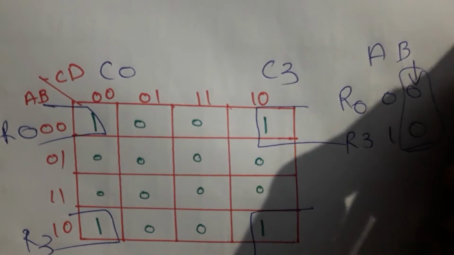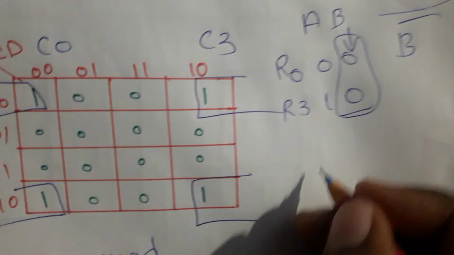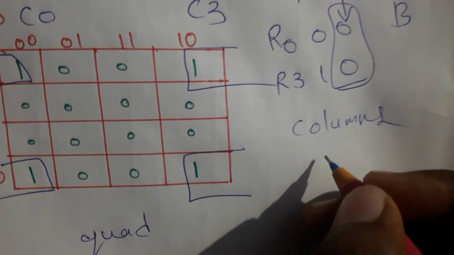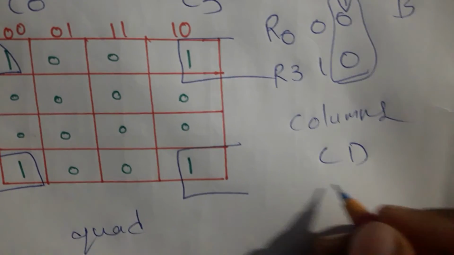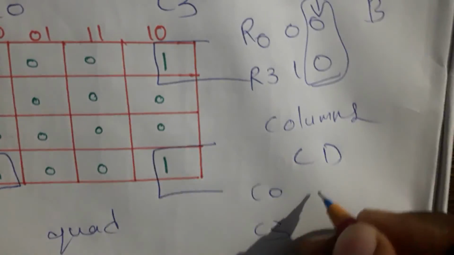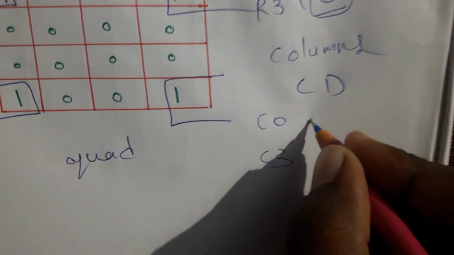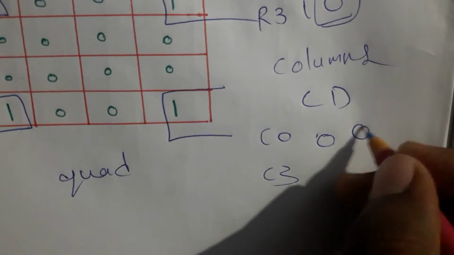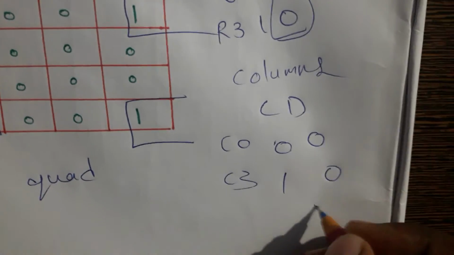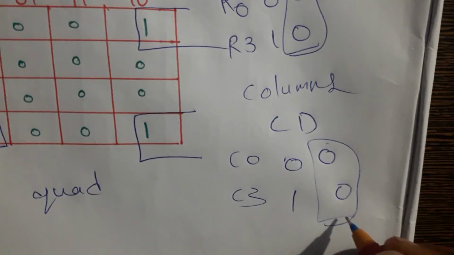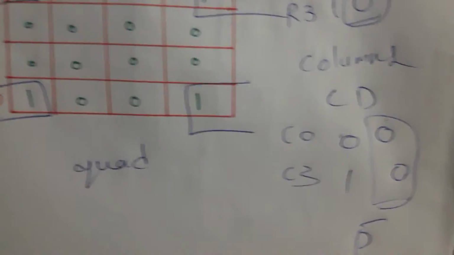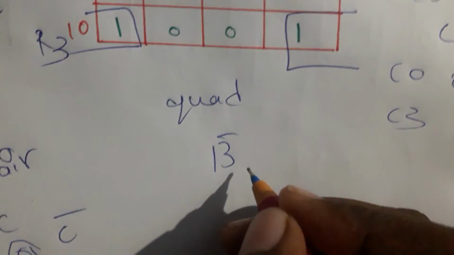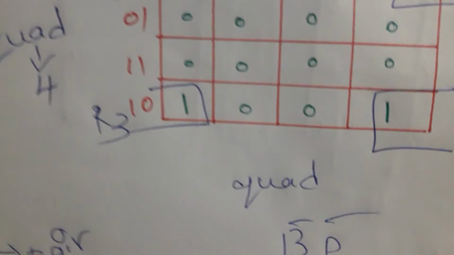For the column side CD, the group is covering C0 and C3. C0 means 00, C3 means 10. The common term is 0, and in place of D we are having 0, which means D bar. So the final equation is B bar D bar.